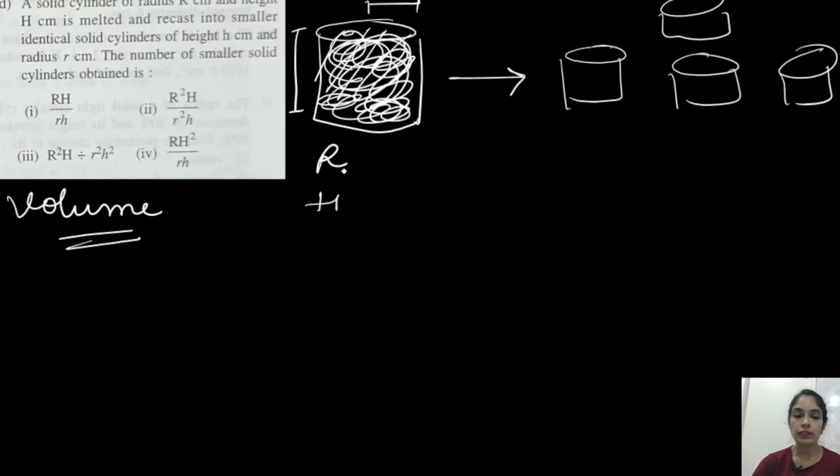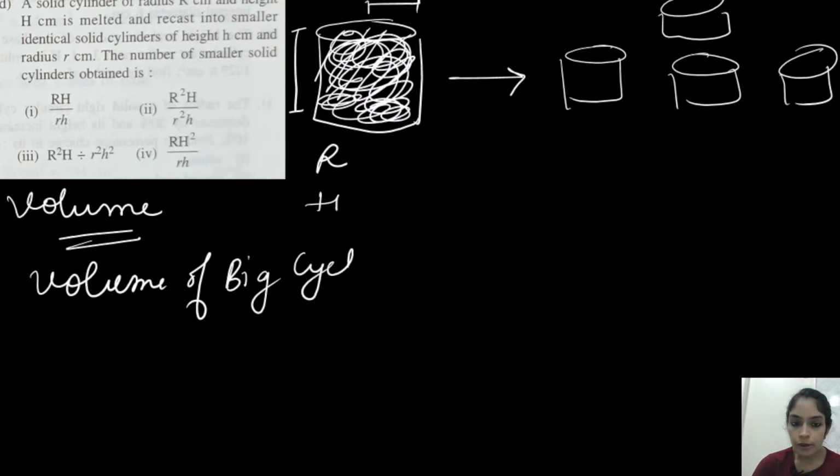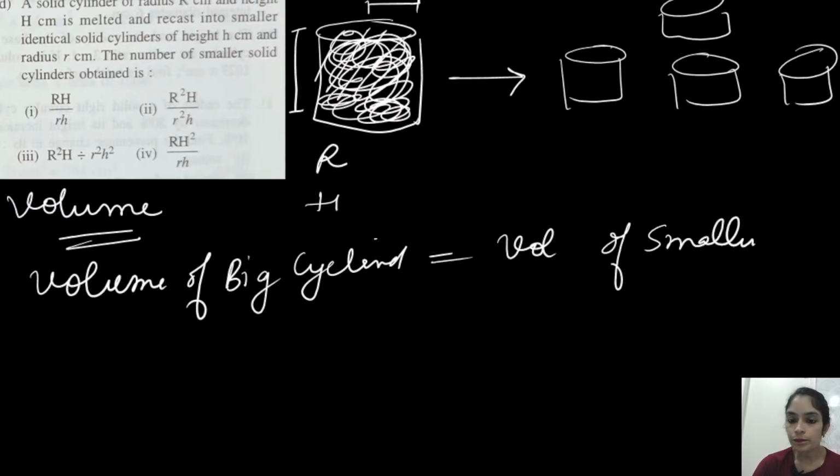So for this what happened? So volume of this, like I have told you, volume of this cylinder, volume of bigger cylinder. So I'll just write as the original one, volume of big cylinder is equals to volume of smaller cylinders. So smaller cylinders, we don't know how many are there. So what is the formula volume of cylinder? Volume of cylinders formula we know.